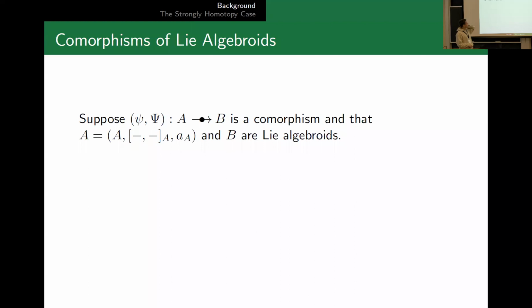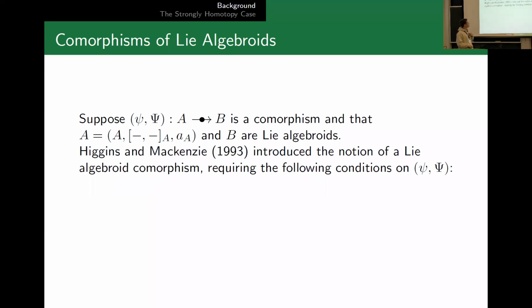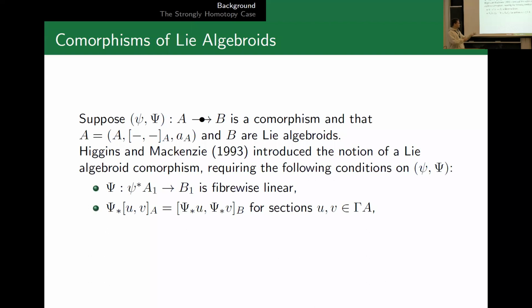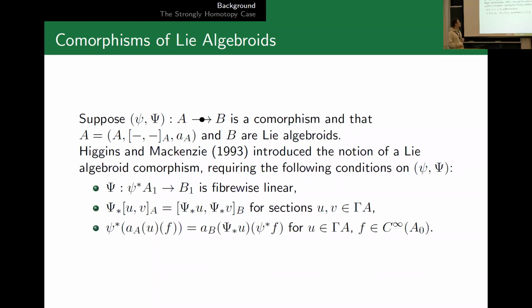Okay, now let's suppose that we have Lie algebroids, A and B. In 1993, Higgins and McKenzie introduced the idea of a Lie algebroid comorphism. I haven't specified that comorphisms need to be fiberwise linear, but in their case they are. They also want a natural condition on this map of sections, where it relates to brackets, and a similar condition on the anchors.